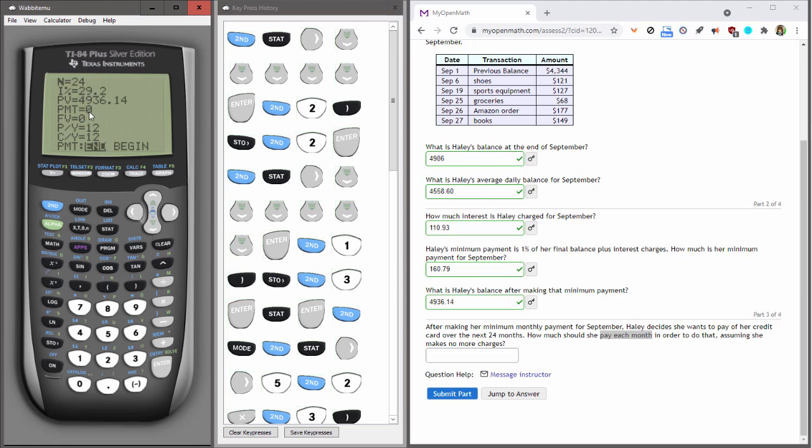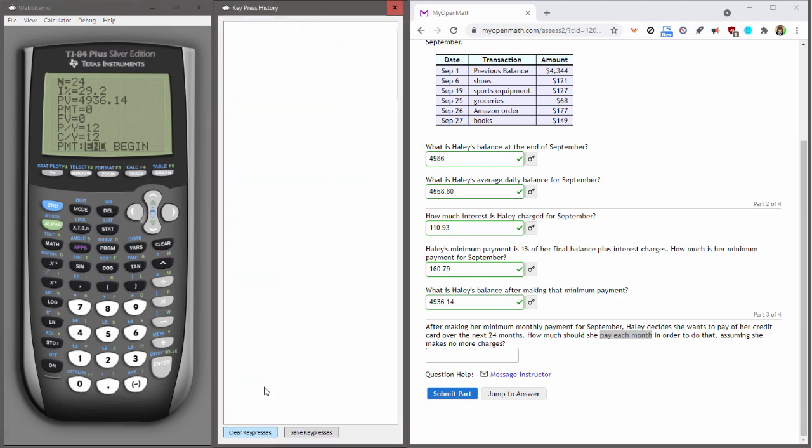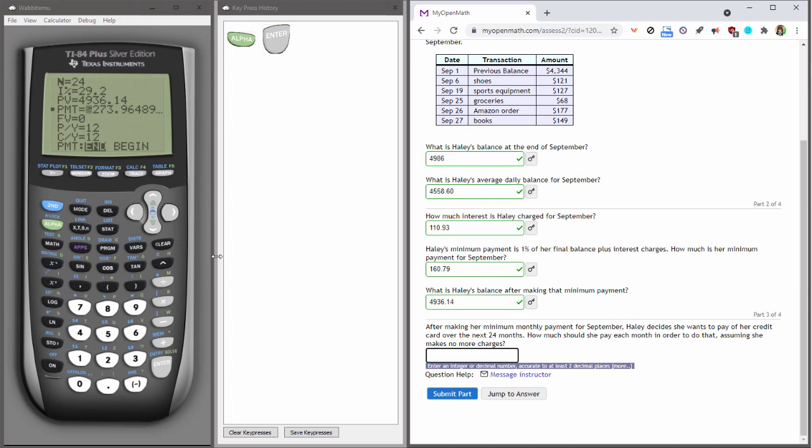Now to find out how much each payment is, we'll press alpha and then solve to solve for the payment. Each payment is, rounded to the nearest cent, $273.96.